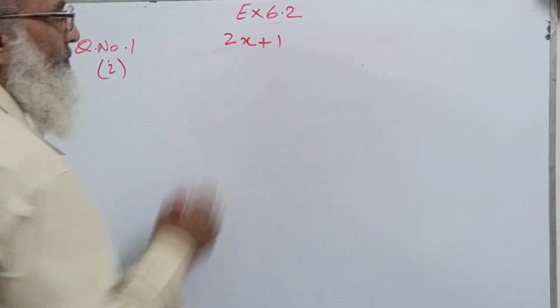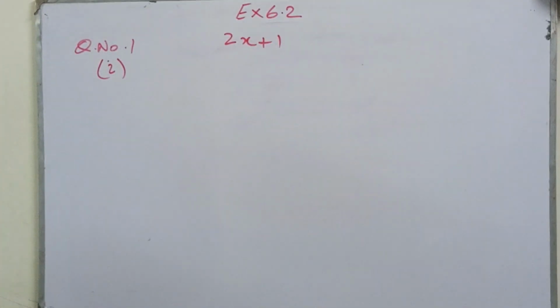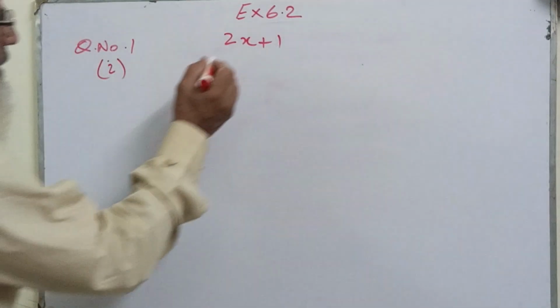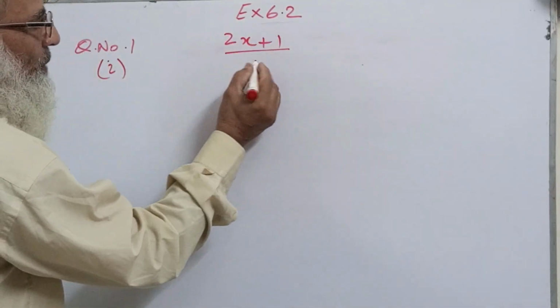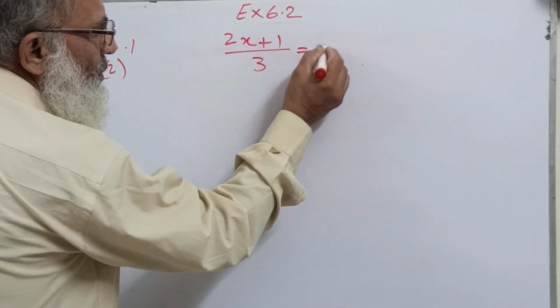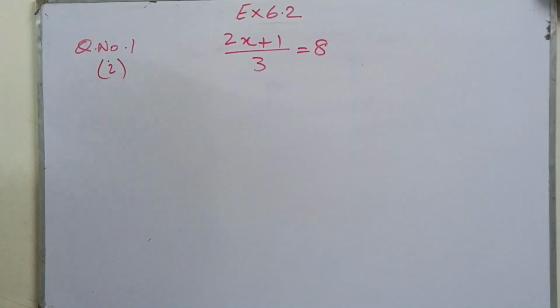2x plus 1 divided by 3. Now this whole term is divided by 3, and it is equal to 8. It is a very easy question. Don't be confused at any stage. So I am going to solve it in the same steps.